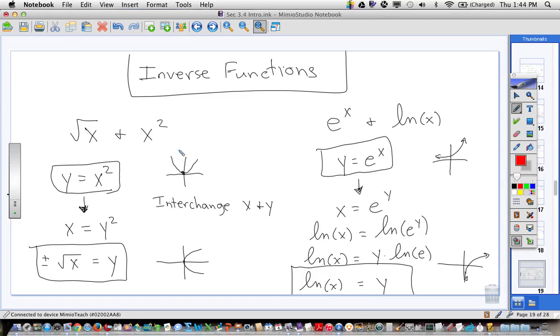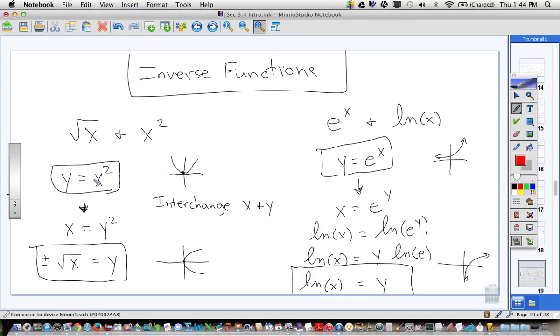square root of x, and e to the x and ln x. They're inverse functions. They kind of undo each other. Inverse does not mean reciprocal, right? Okay? These are inverse functions. Kind of like inverse operations in algebra. Addition and subtraction are inverse operations. Multiplication and division are inverse operations. They kind of undo each other.